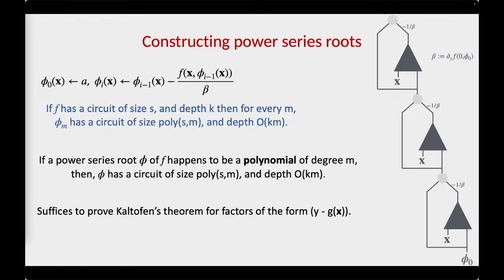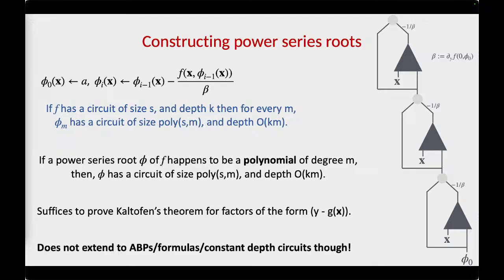Great. So this is what I mean by constructing power series roots. We start from one of the roots of f of 0 comma y after all the pre-processing is done, and we apply this process to it to get a circuit for truncations of power series roots. Now, at this point, at least naively, we should be able to convince ourselves that this process as it is doesn't work for constant depth circuits or formulas or ABPs. It's easiest to see it for constant depth circuits.